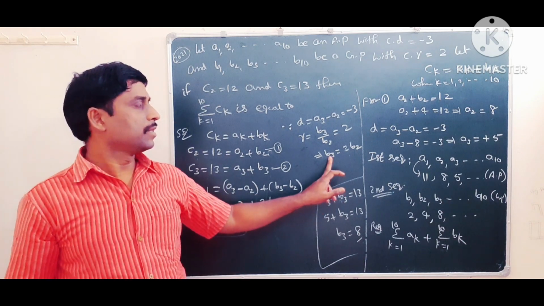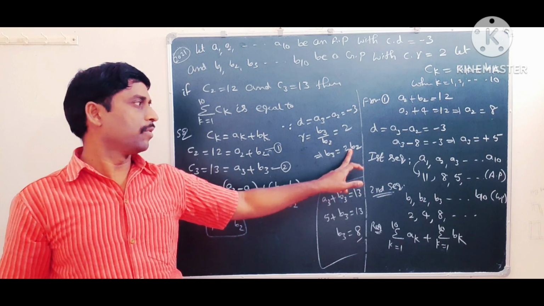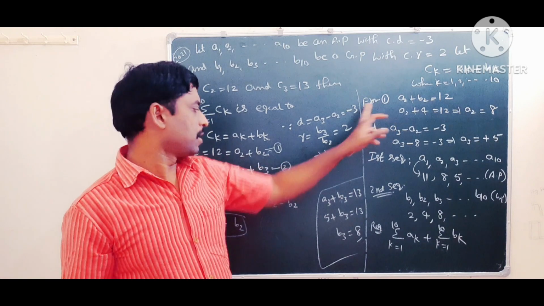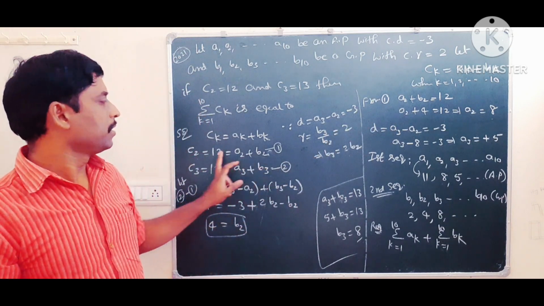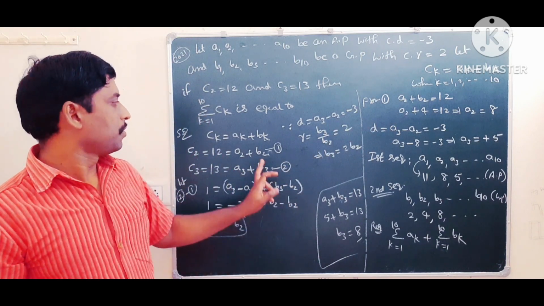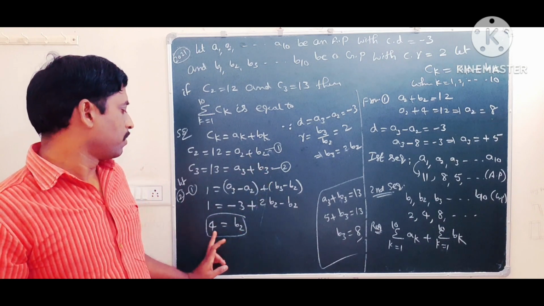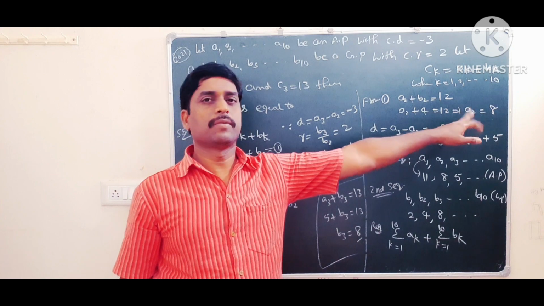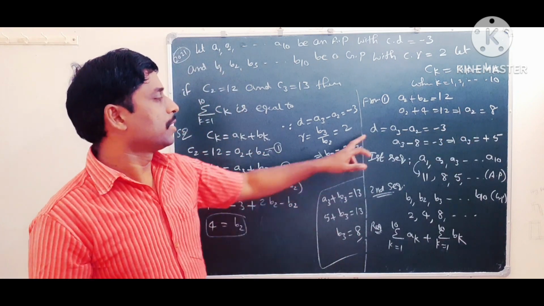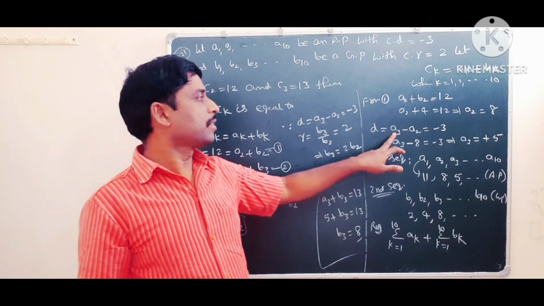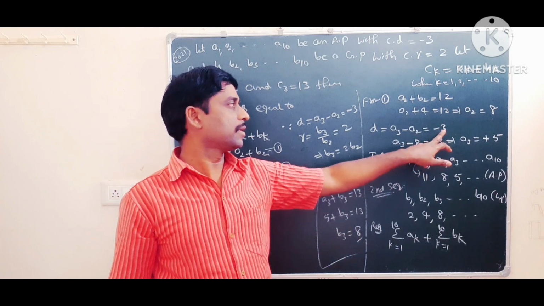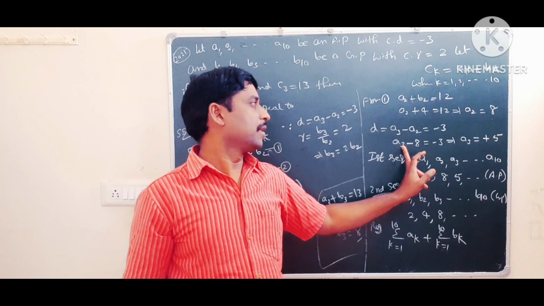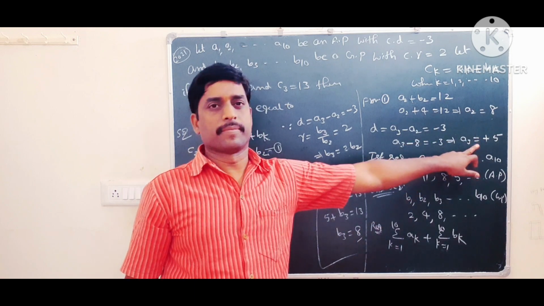From this equation, B3 is equal to how much? 2 into 4 is equal to 8. Okay, from equation number 1, A2 plus B2 is equal to 12. B2 value we have already got is 4. A2 plus 4 is equal to 12. A2 we get is 8. So what is the common difference here? D is equal to A3 minus A2, which is minus 3. A3 minus A2, where A2 value we have got is 8. So A3 we have got is 5.